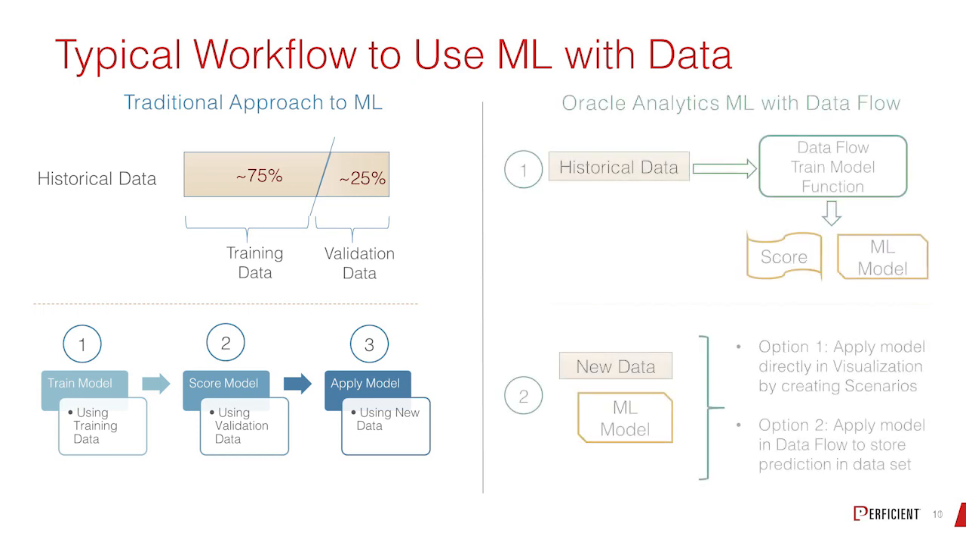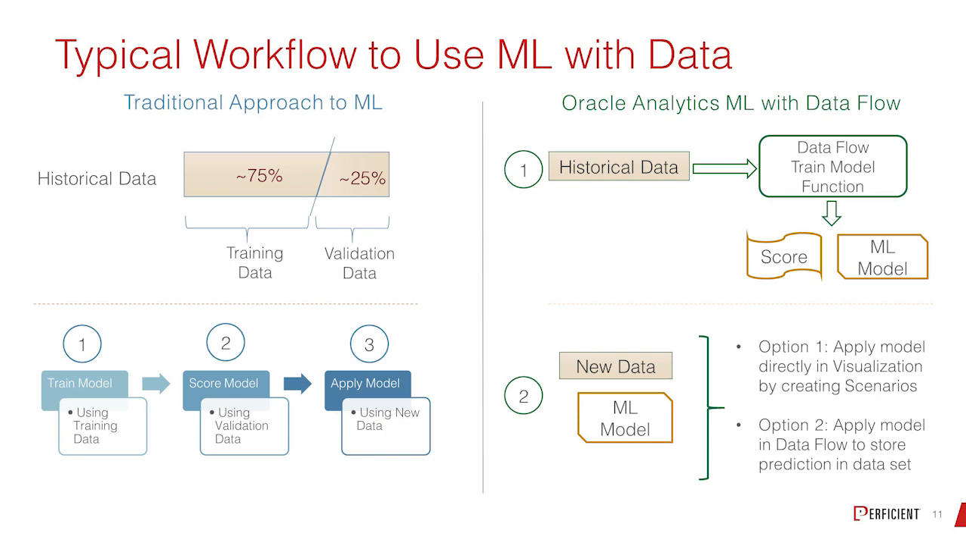With OAC, it's a lot simpler because what we do is we use the historical data, feed it into an OAC data flow, and it's going to spit out 2 things, the ML model itself and the score. So if you don't like the score, you can tweak it, rerun it, but basically it's going to handle all this breaking up of the data itself.